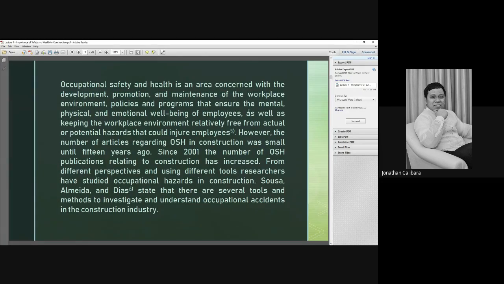Occupational safety and health is an area concerned with development, correct? It has to be developed, promoted, and informed, and the people should be aware, no? Maintenance of the workplace environment, of course. Once it is destroyed or damaged, you have to fix it. So in my own experience in Saudi, safety has different levels. They have to find the risk. So after assessing the risk, they have to go over it and check it again.